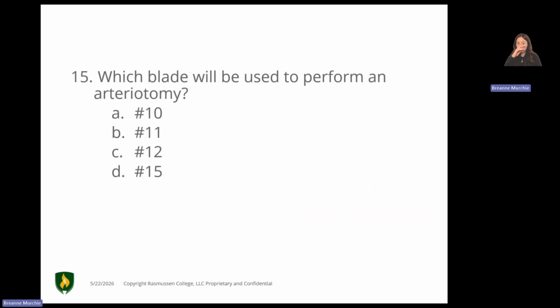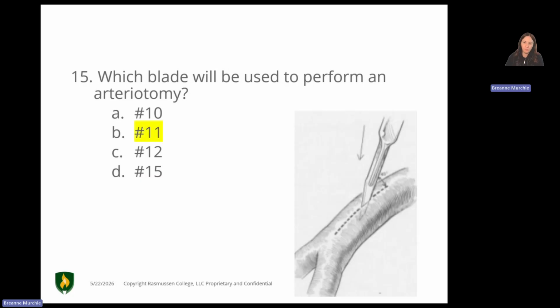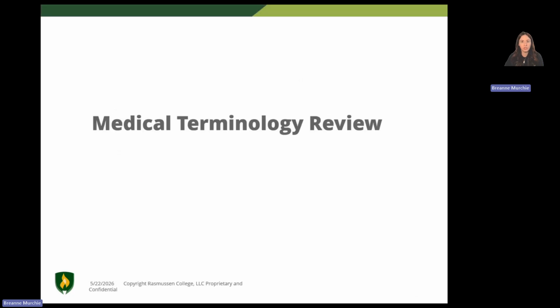15, which blade will be used to perform an arteriotomy? In order to perform an arteriotomy, it's typically a stab incision, and to do that, we're going to use an 11 blade. Usually Potts-Smith scissors afterwards to extend the arteriotomy. Those are typically the 1-2 combo to create an incision and extend the incision in a blood vessel.